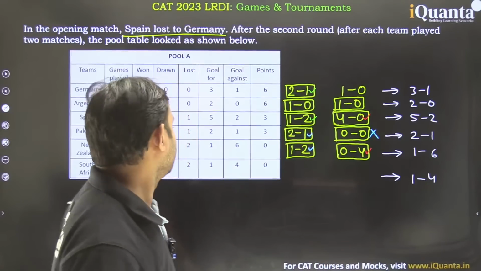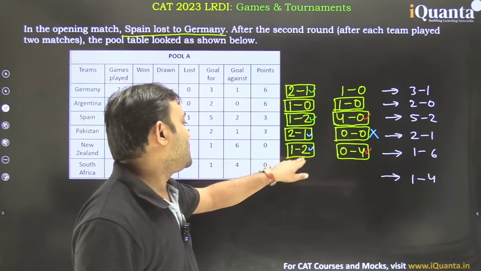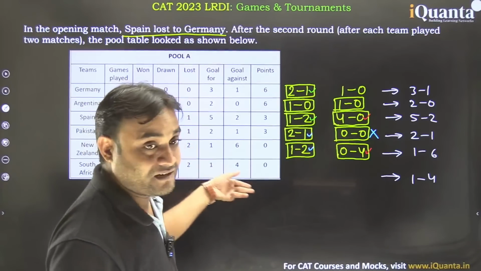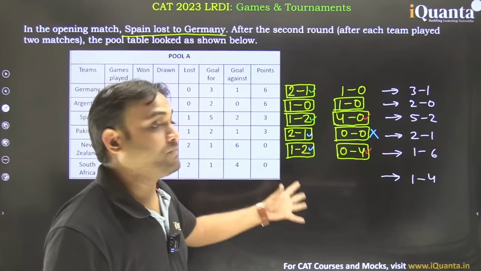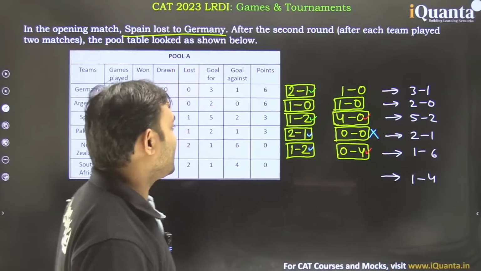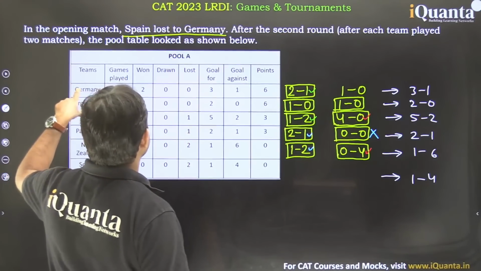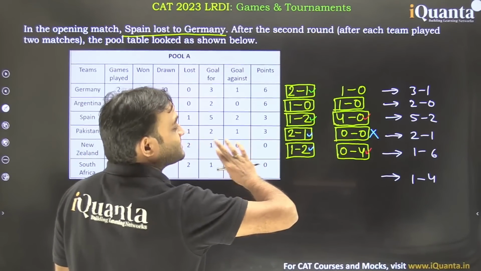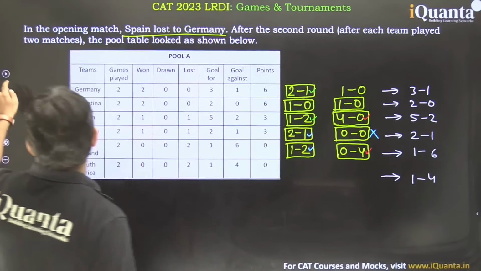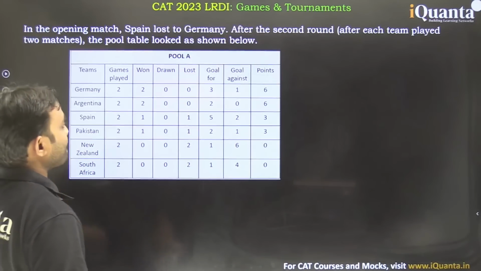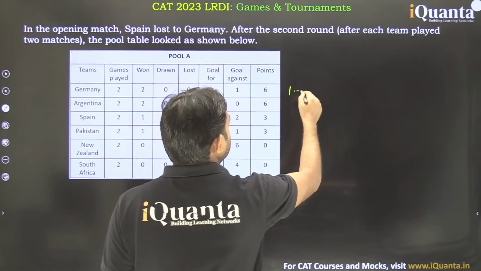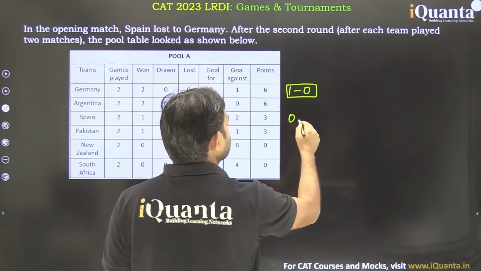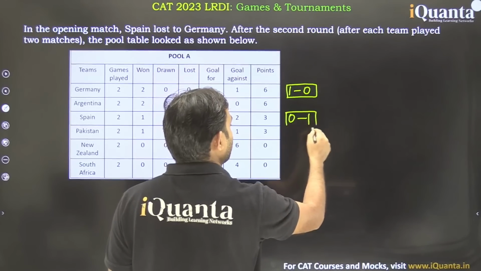That is not possible. And New Zealand cannot play 1-2 against South Africa because in that case, South Africa must have won against New Zealand, but South Africa lost both the matches. So this case is not valid. That means Germany did not win against Spain with a score line of 2-1. That score line must have been 1-0. So let's move on to that one. So Germany won against Spain by 1-0 and Spain lost the match against Germany by 0-1.